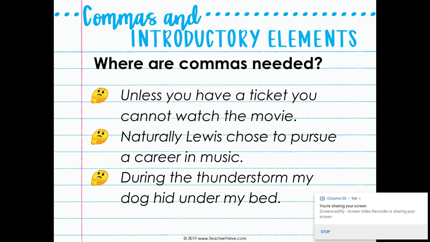All right, welcome back. So for sentence number 1, you should have placed your comma after the word ticket. Unless you have a ticket is a phrase. In the second sentence, you should have placed the comma after naturally. There you just have a word that is introducing the sentence. And in the last one, your comma goes after during the thunderstorm. That is a clause that is introducing the rest of your sentence.